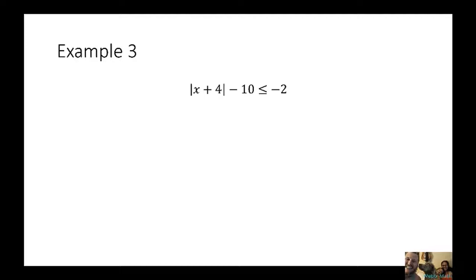Example 3, let's get the box all by itself. Let's get rid of the minus 10, and the inverse of subtracting is addition. So what you do to one side, do to the other. Then you have the box all by itself because you finally got rid of that minus 10. And on the right-hand side, negative 2 plus 10 will be positive 8. And now the box is by itself, so we're going to go ahead and write our disjunction.